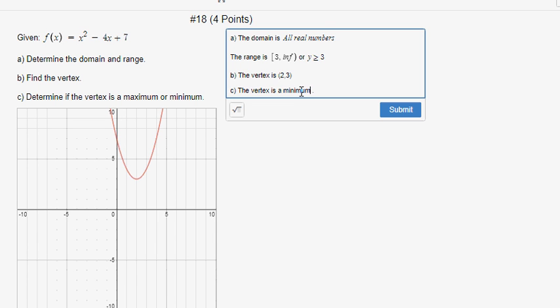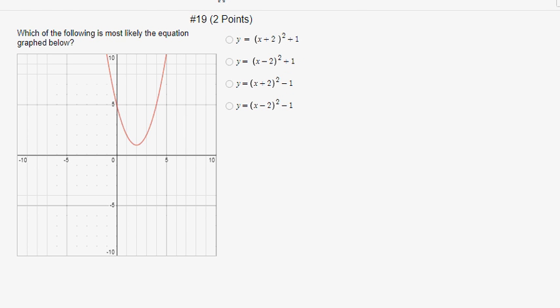All right. So again, not a whole lot to explain with that one right there. And we can move on to our next one. And we want to see which is most like the equation here. We went over 2 and up 1. So our vertex is (2, 1), which means we're looking for a -2 and a +1. So let's start with the -2. We can get rid of that one. We can get rid of that one. -2 and +1. There's our answer right there.